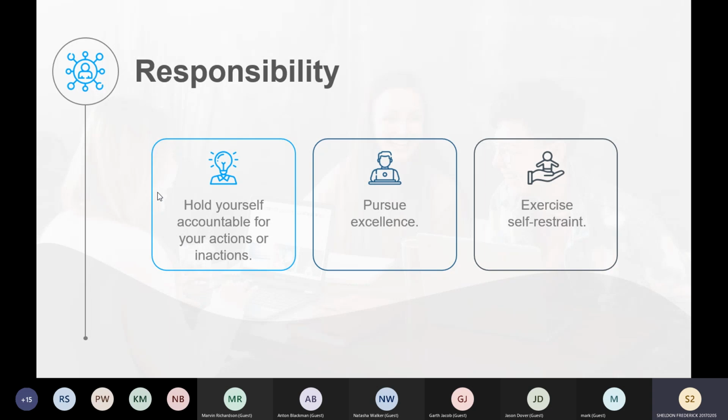Responsibility: accepting accountability for your own actions, being conscious of the moral and ethical implications of deciding not to act. Being responsible means being accountable, pursuing excellence, and exercising self-restraint.